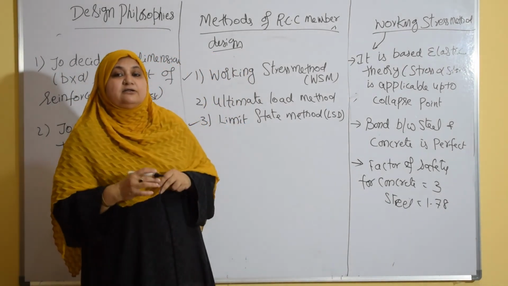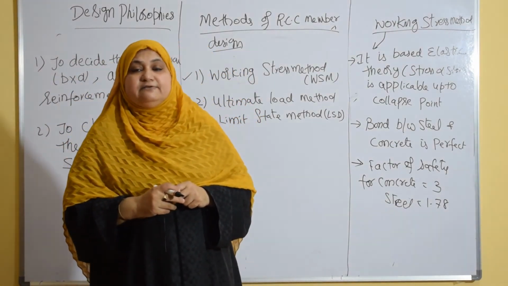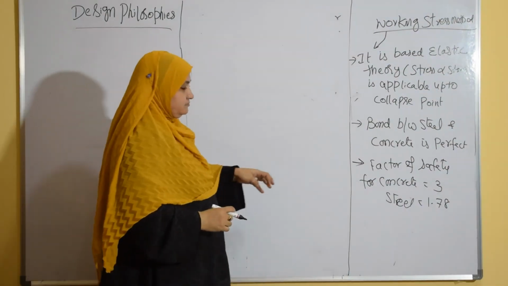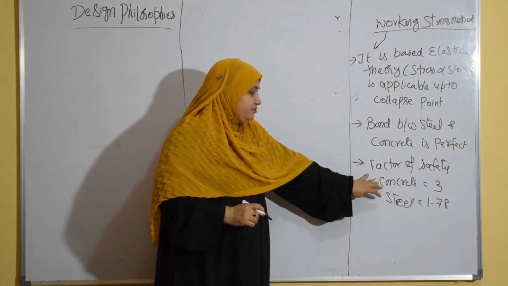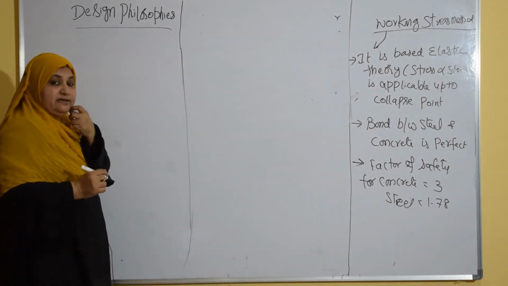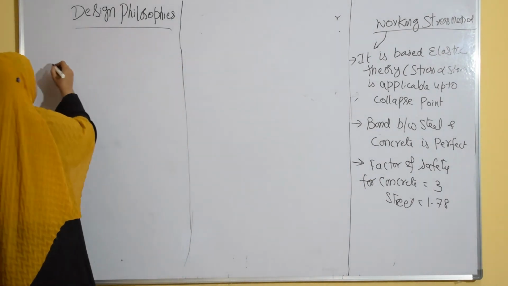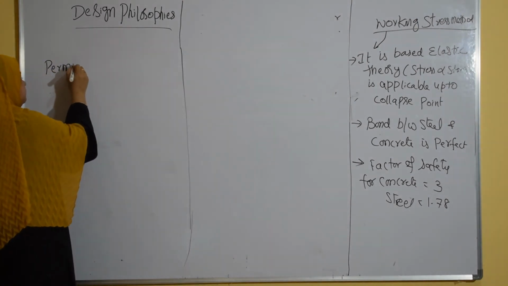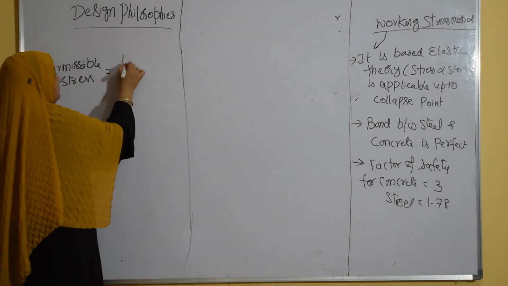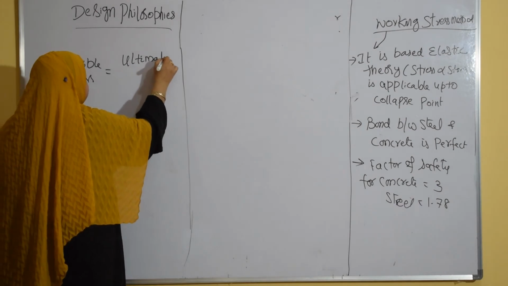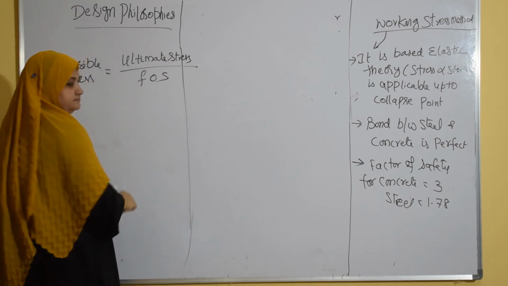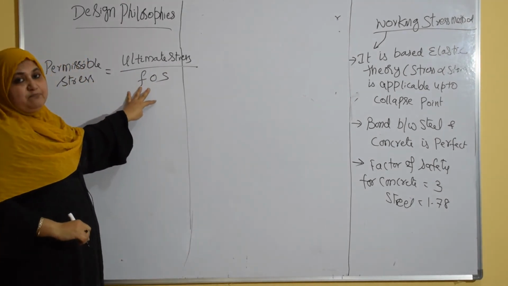Here the factor of safety in this method is given to the permissible stresses in concrete and steel. Now the factor of safety is taken as 3 for concrete and 1.78 for steel. So what it means is you have the ultimate strength, and the permissible stresses in working stress method will be equal to the ultimate stress divided by the factor of safety, which is 3 for concrete and 1.78 for steel.